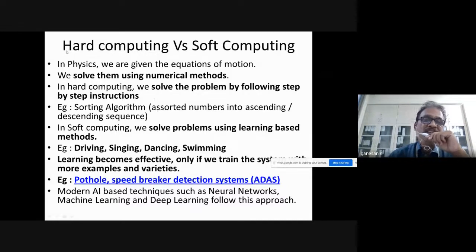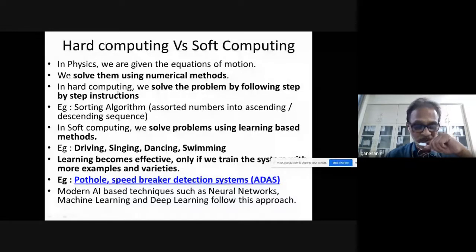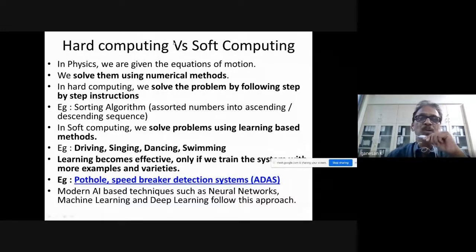But then in the case of computing now, there is a paradigm shift. The conventional way you are doing computing is called hard computing. But now people are moving towards something called soft computing. Again, in physics, as we mentioned, we are given the equations of motion. We solve them using numerical methods. So in hard computing, we solve the problem by following step-by-step instructions. What you do in physics, I will call it nothing but hard computing.